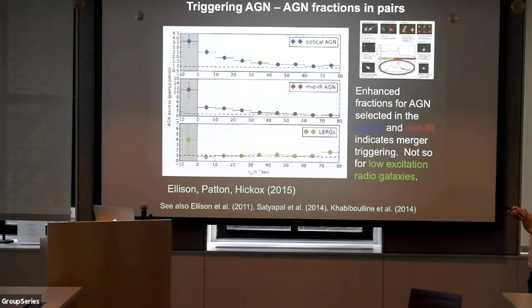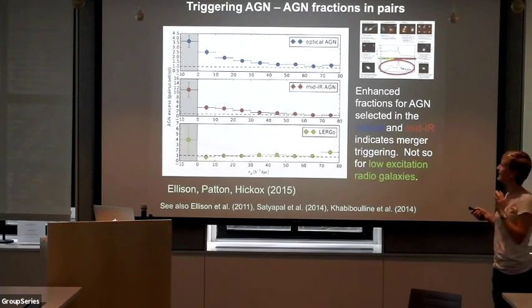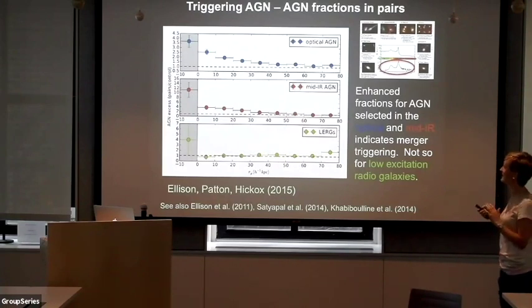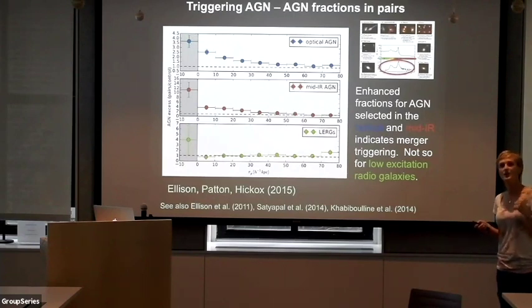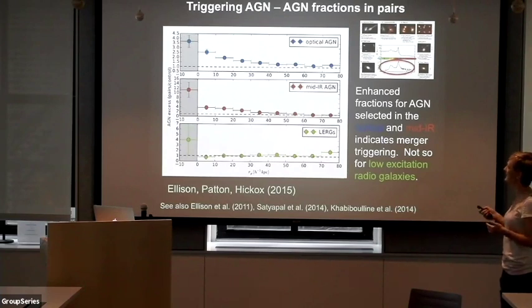What we find is that for our pairs, so here's our projected separation again, for our pairs we find there are more optically selected AGN than in our control, so here's that dashed line, and that excess increases as you get to closer separations in this quite nice, smooth way. And again, we see the peak signal in the post-mergers. So the post-mergers have about a factor of 3.5 to 4 more optical AGN than you would expect for the control sample. I think this is like a nice demonstration of a causal connection between the interaction and the triggering of AGN.